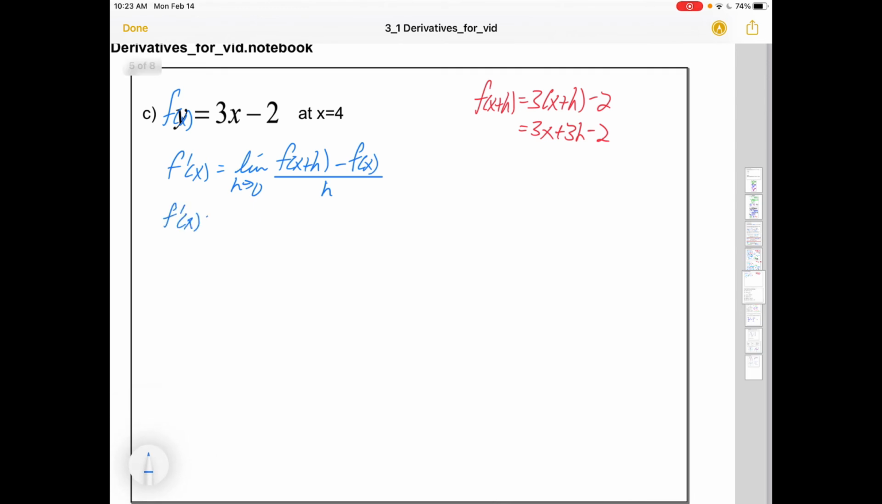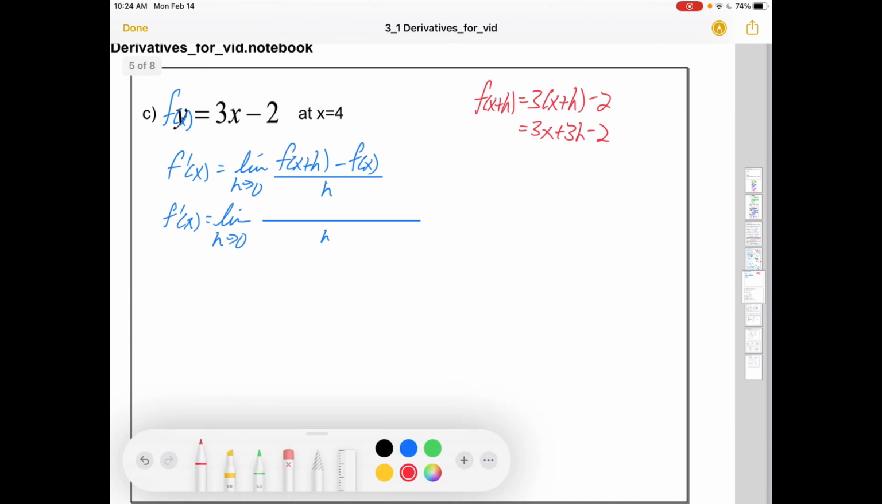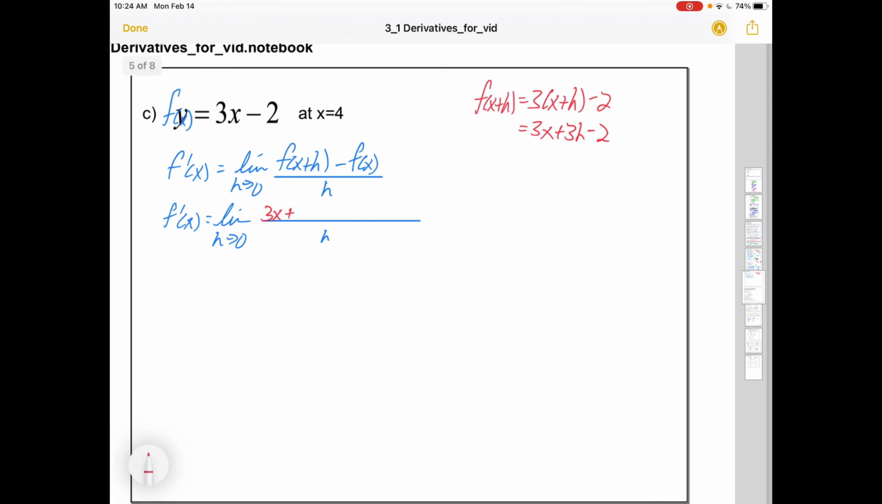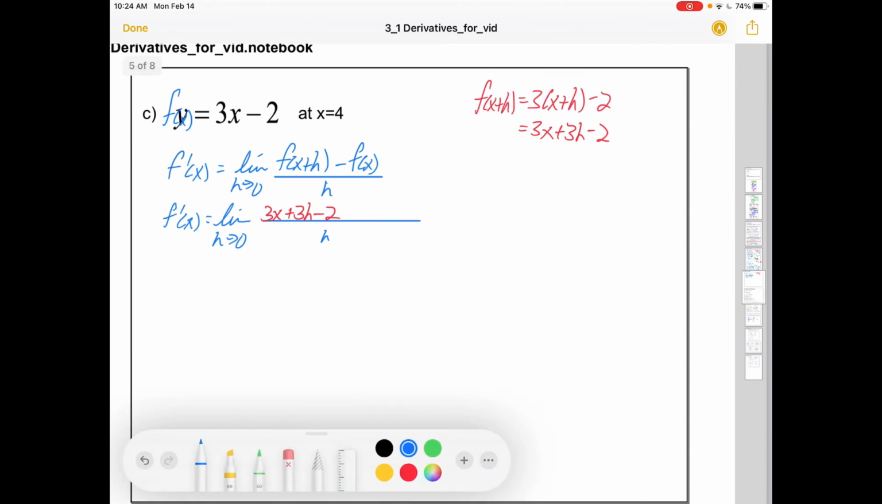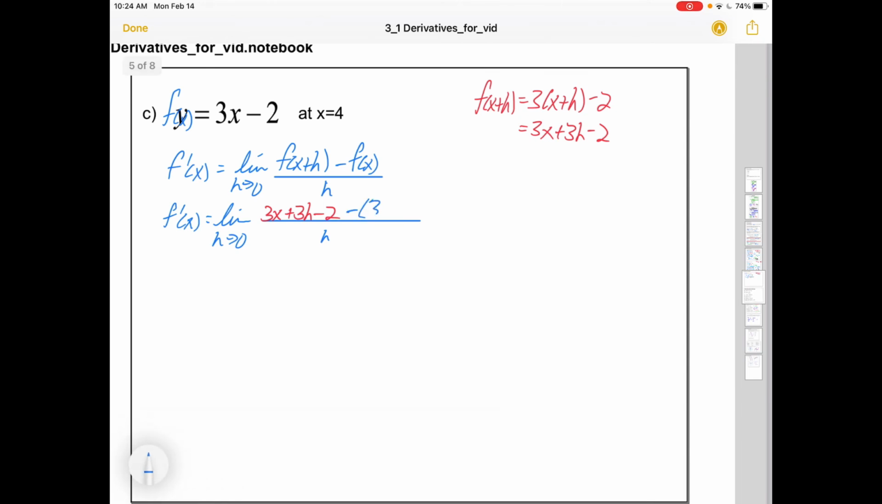f prime is lim as h goes to 0 of f of x plus h, which I'll do in red, 3x plus 3h minus 2, minus f of x, which is 3x minus 2. And let's see what happens. I'll get rid of those brackets, but maybe you're starting to feel comfortable to just say, oh, the 3x's are going to be gone, and the negative 2's are going to be gone.